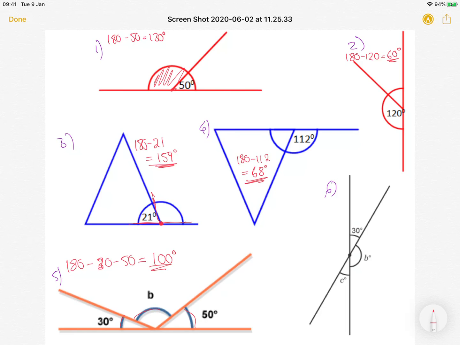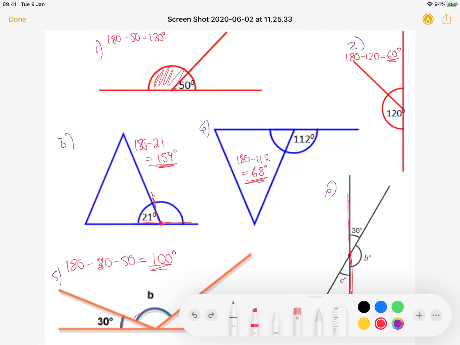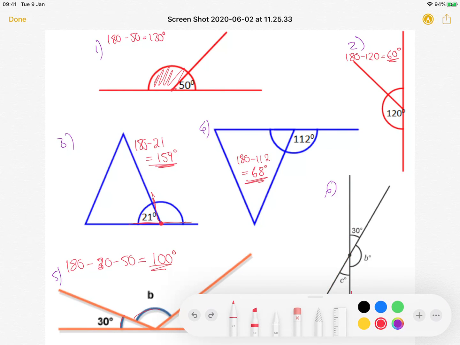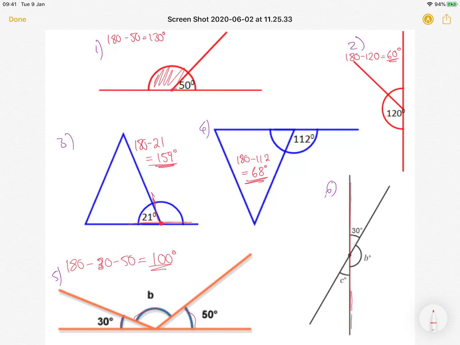Now 6, sorry. Can see there's a straight line going through here. A misconception here might be that all of these angles, 30, B and C, add to 180. But I can see from my drawing in red here that that's not a straight line. Look, it's bent. So I can't use my fact about 180 degrees there. But I can see that this is a straight line here. So 30 is adjacent to B. So 180 take away 30 should get me what B is, which is 150 degrees. So I know that this is 150.